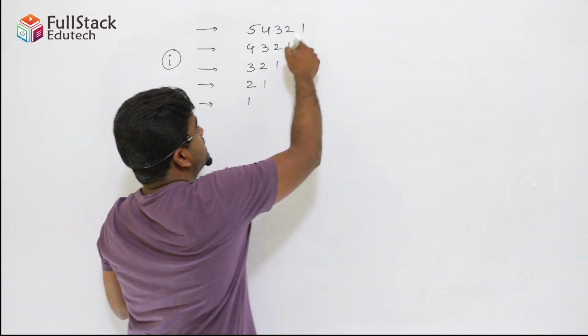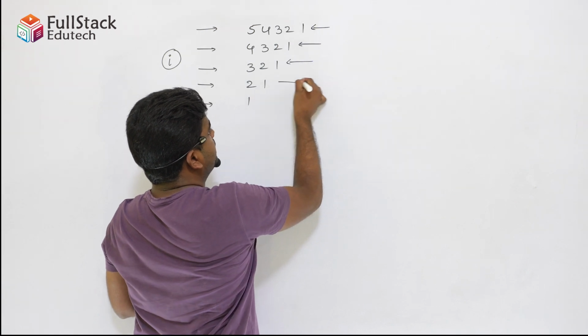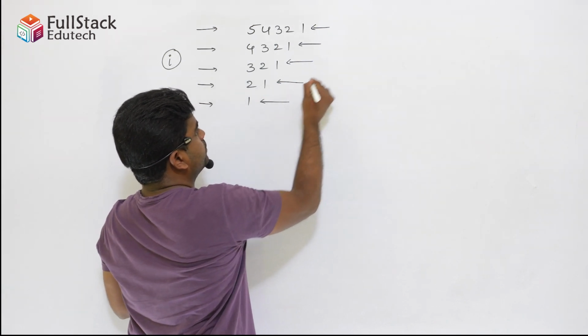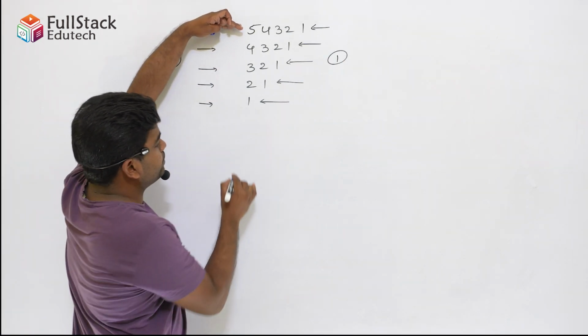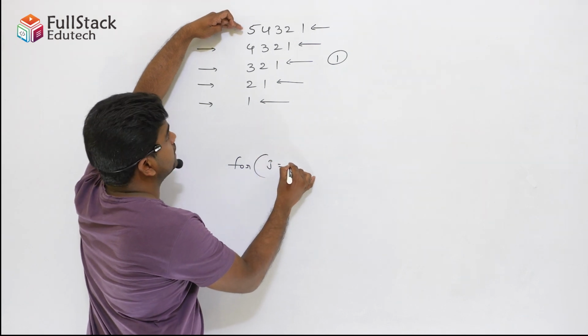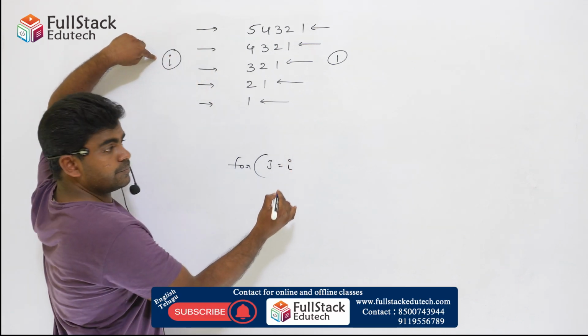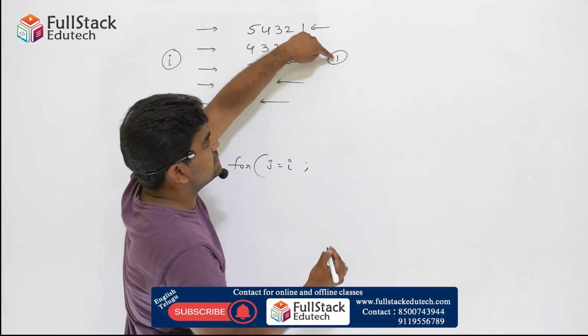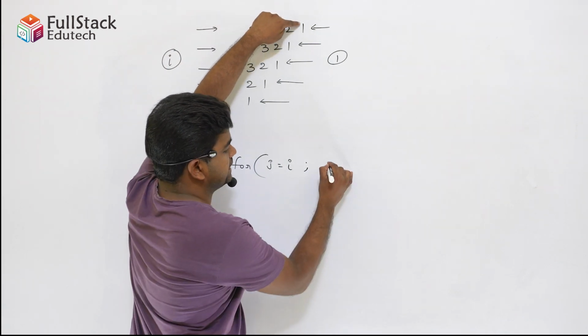Next, look at this. Does each row end with the same value or a different value? It is the same value, a constant, that is 1. So whenever you are printing each row using the inner loop, each row starts with a different value, that is i, and each row ends with the same value. In each row the values are decreasing.